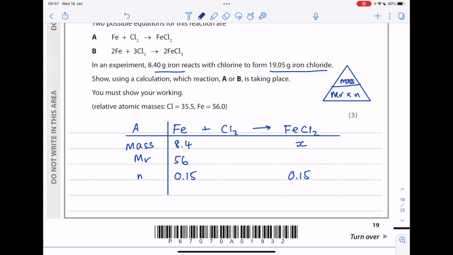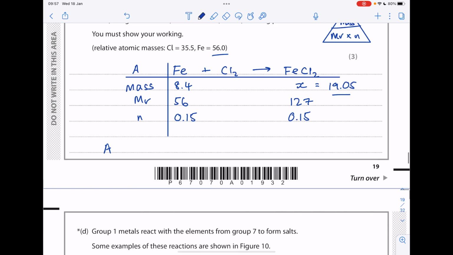What's the MR of iron chloride? Well, we do 56 plus 2 lots of chlorine to get 127. And then lastly, to find our mass, we do MR times number of moles. Ooh, and happy days. Look, that answer is 19.05, which is the number they've given us. So A took place. So that worked out very nicely indeed.